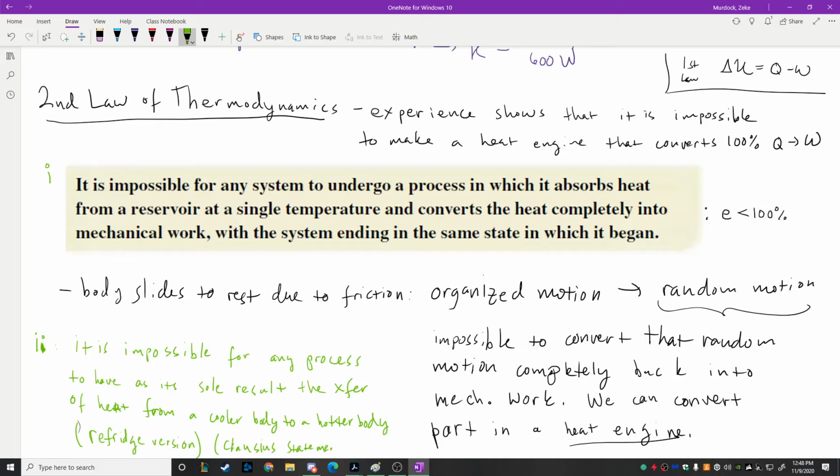I feel like historically the second law of thermodynamics was discovered by multiple people in different ways, and that might be why we have these different ideas like this. So this is the second statement. It says the same thing technically. It just refers to a different process. So it says, it is impossible for any process to have as its sole result the transfer of heat from a cooler body to a hotter body.